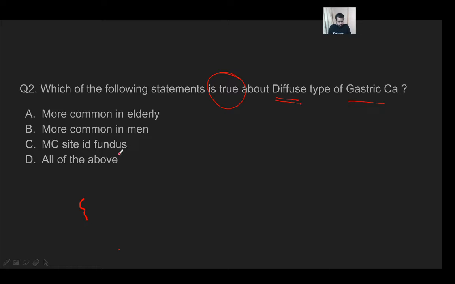So guys, the correct answer is in fact the most common site is the fundus. Okay, so this is the correct answer. Yeah. So let us talk about this. Now this question was based on something which is called as a Lorentz classification. Now this is something very, very important. So this is based on Lorentz classification. Now this is very, very important.